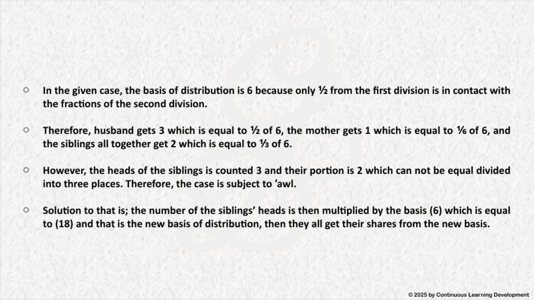The solution, then, is to multiply the number of siblings' heads, which is 3, by the original basis of 6. This gives us a new basis of 18. From this new basis, everyone can now receive their fair share. It's a practical way to ensure a fair distribution when the initial division isn't perfectly divisible. This approach ties into the overall theme of the presentation, finding fair and logical methods to handle complex inheritance cases, especially when initial divisions are problematic.